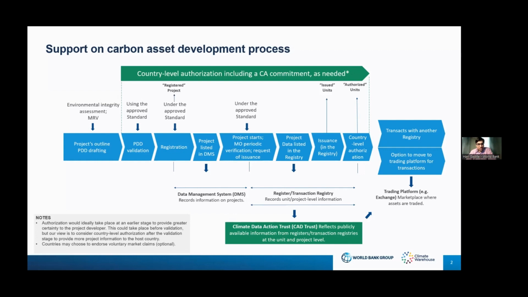This process also considers the role of other systems like registries and data management systems like the MRV that Jordan has, and how these systems could be connected to outside systems like the World Bank supported Climate Action Data Trust, etc. So this is one type of the support that the bank provides to countries to think through the entire process that the countries need to follow. Next slide.